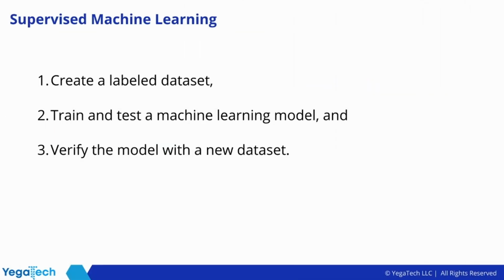To sum up, we need to go through 3 steps for implementing supervised machine learning. The first step was to create the labeled dataset. The second step was to train and test the machine learning model. And the third step was verifying the model with a new dataset and making sure that it can predict everything correctly.